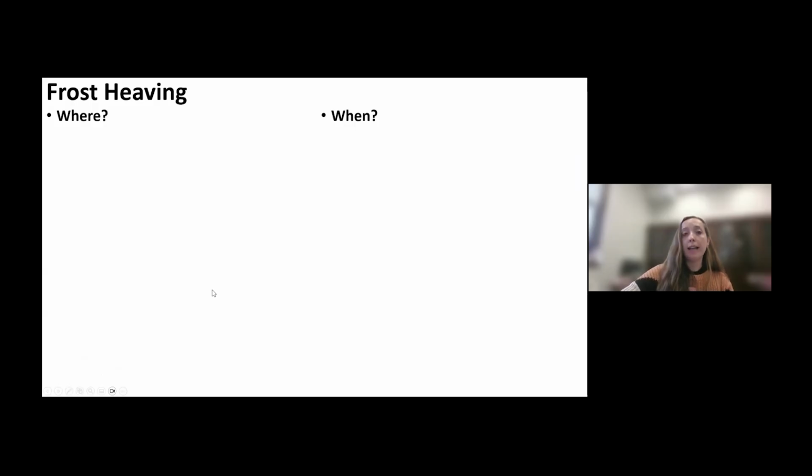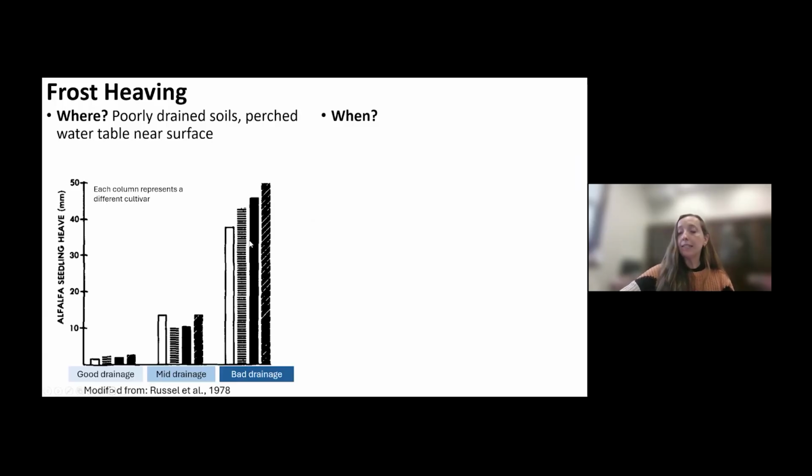So knowing that, where does frost heaving typically happen? Very often in poorly drained soils. So if you have a water table that is close to the soil surface. And we can see that in this experiment right here.